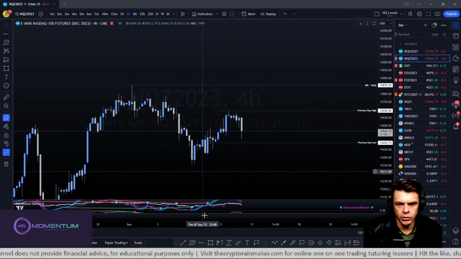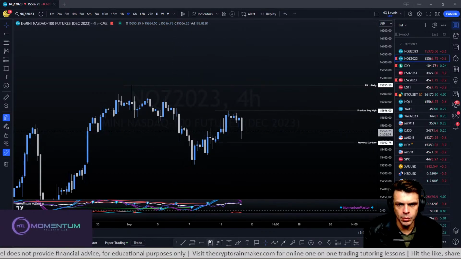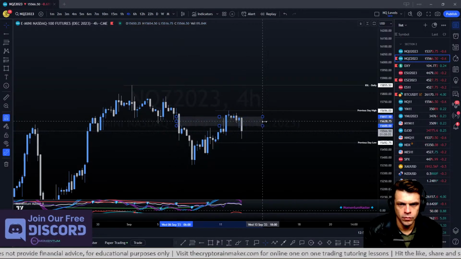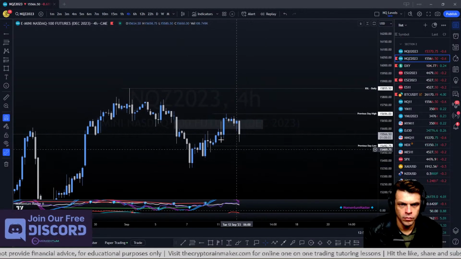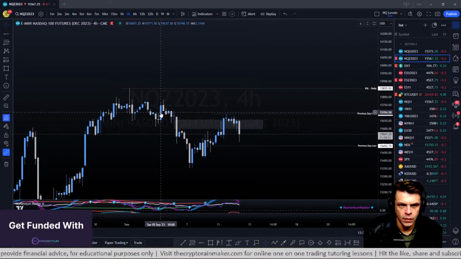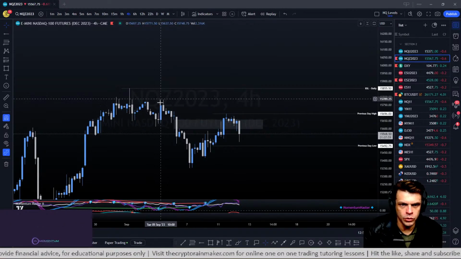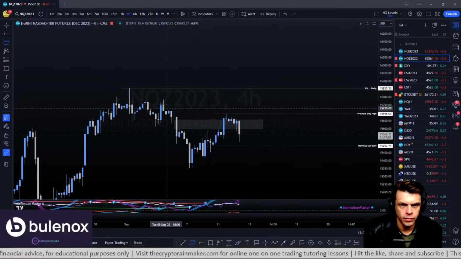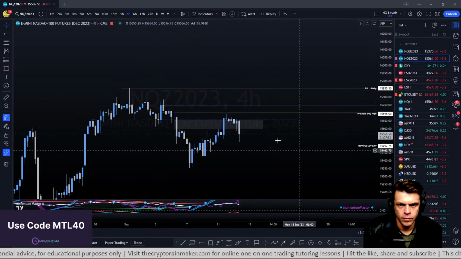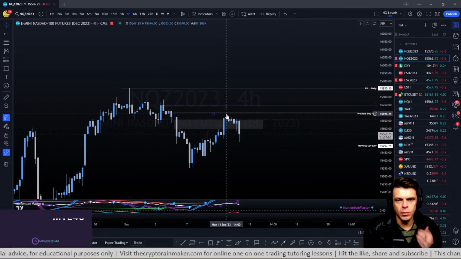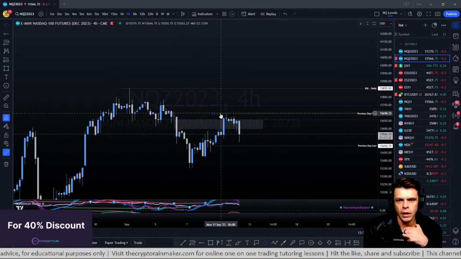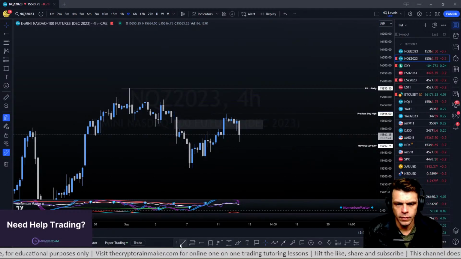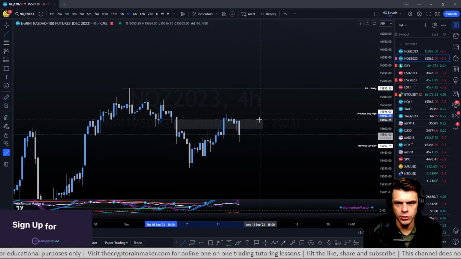Okay, so we came into this imbalance and then got rejected. And this was your bearish order block candle. So it almost came right to the mean threshold of the order block candle and then got rejected. Just put this line right here.